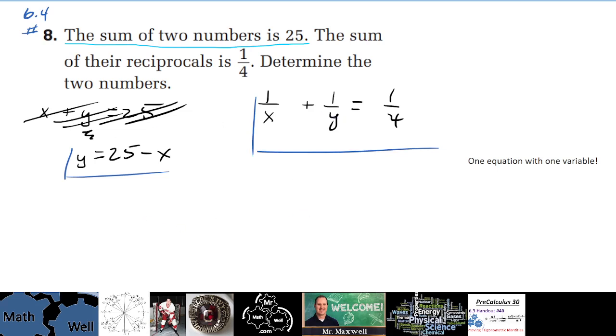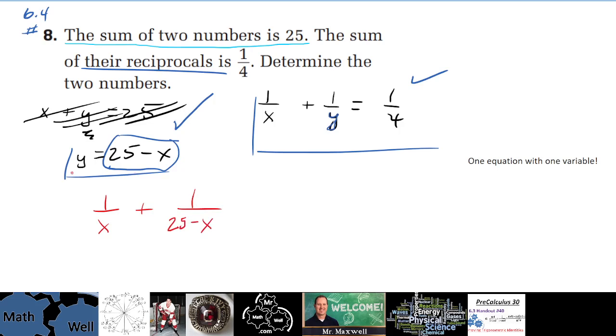Here's the why. This y is actually equal to 25 minus x. See that? So if I substitute that in, then I have one equation with one variable, and I have included the information from here and the information from here. So here's my one equation. I'll do this in red. 1/x plus 1/(25 minus x), because that's what y equals in the same question. So I'm shoving them together. Equals 1/4.